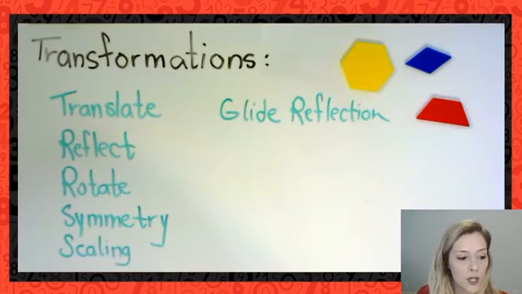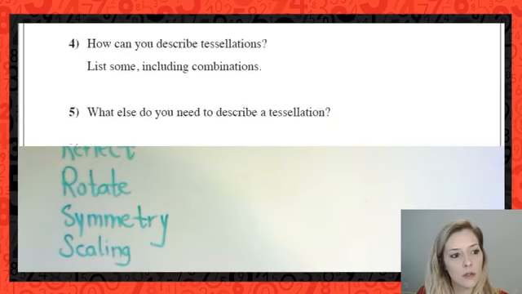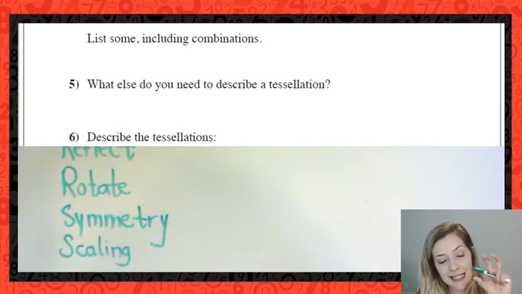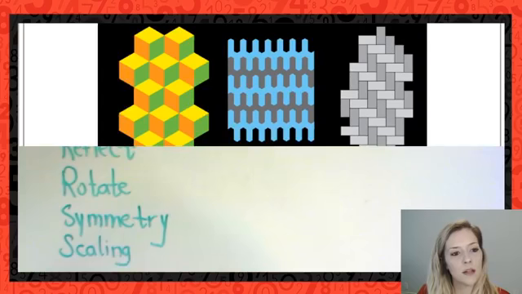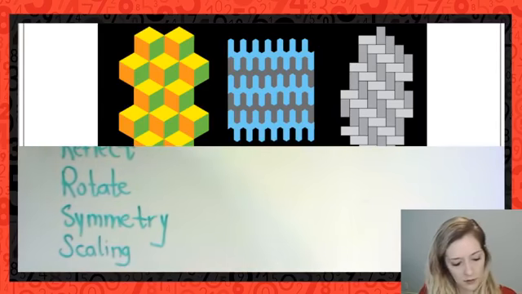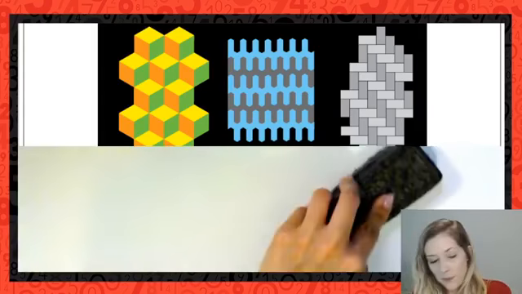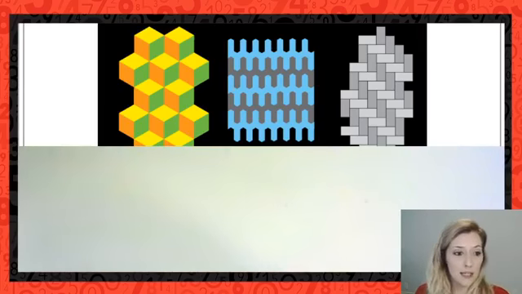So again, I'm going to share with you my document here. Scroll down. So what else do we need to describe a tessellation? Like I said, we need that tile that's being tessellated. So let's describe some of these here. So I'll leave these 3 on the screen right now. Clear up my whiteboard. See what we can come up with here. How can we describe this tessellation here?